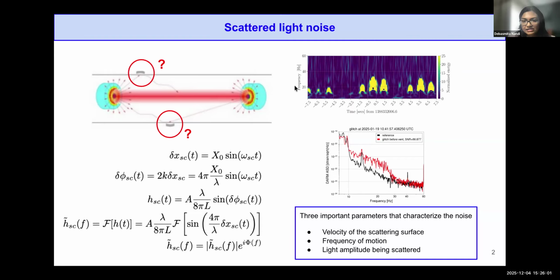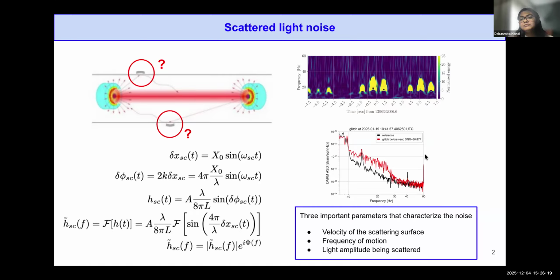On the y-axis, the frequency is shown, and the x-axis shows the time, and this is a 15 seconds long spectrogram. And these glitches caused by scattered light have this very characteristic morphology of arches. They always appear as repeating arches in the detected data.